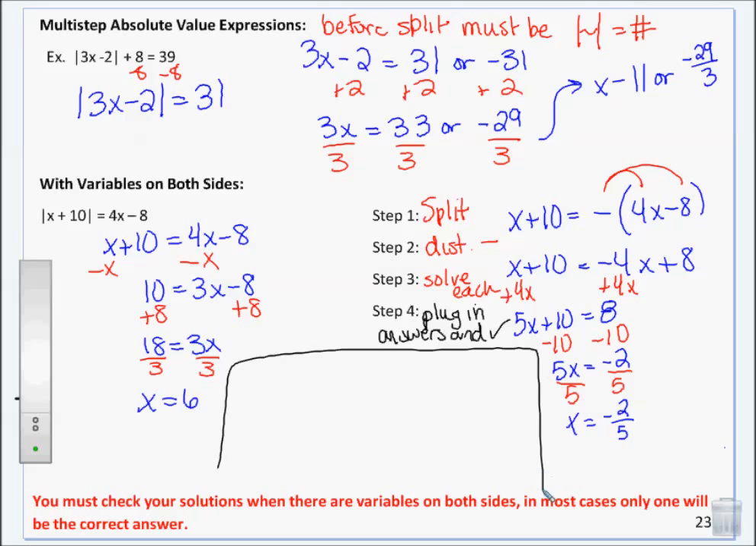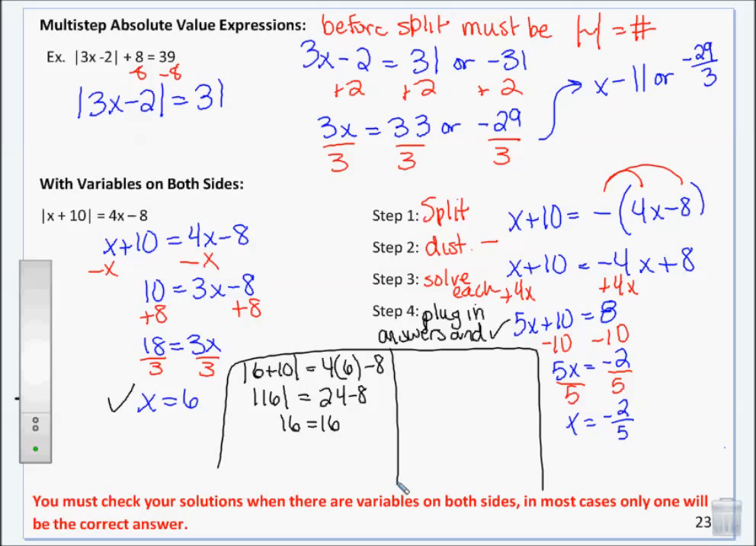Okay, so I'm going to plug in the 6 first because that one's easy. So I get the absolute value of 6 plus 10 is equal to 4 times 6 minus 8. So this is the absolute value of 16 is equal to 24 minus 8. So 16 equals 16. This is true. So that one's good.